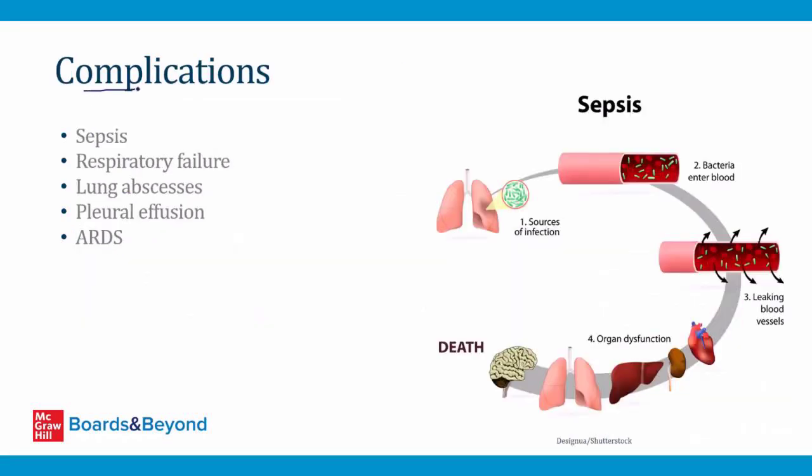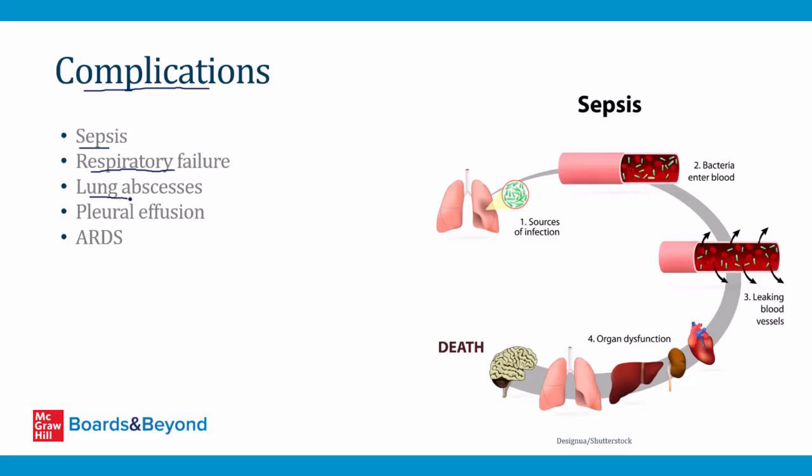Let's talk about some of the complications of pneumonia. So the big one is sepsis. Pneumonia is one of the most common causes of sepsis. This occurs when bacteria reach the bloodstream and trigger a massive inflammatory response, and this can potentially lead to organ failure and shock. Pneumonia can also cause respiratory failure, so many patients with pneumonia require ventilation in the intensive care unit for a period of time until their pneumonia improves.